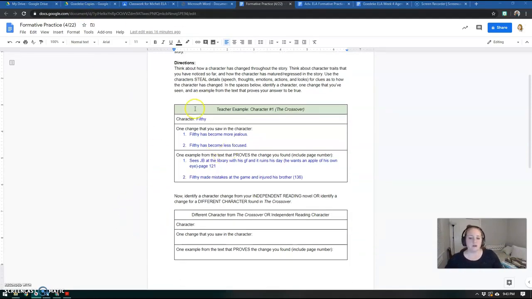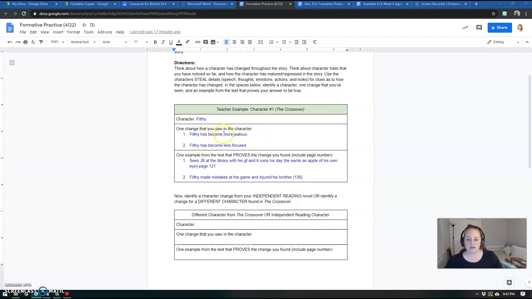My example from The Crossover is the character Filthy, because he's the main character. For a change that I've seen in the character, there are spaces for two, because, as I say in class a lot, I like to come up with more than I need and then pick which I think is the best, which is usually a good strategy.